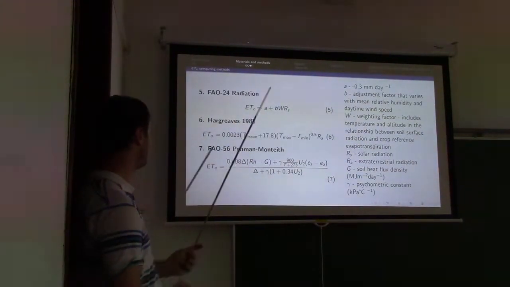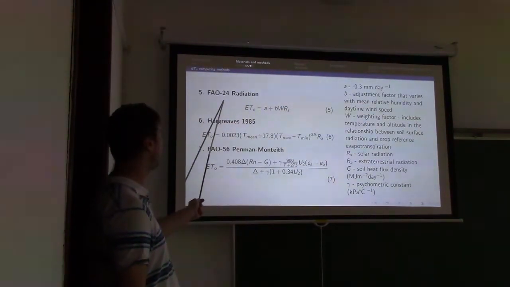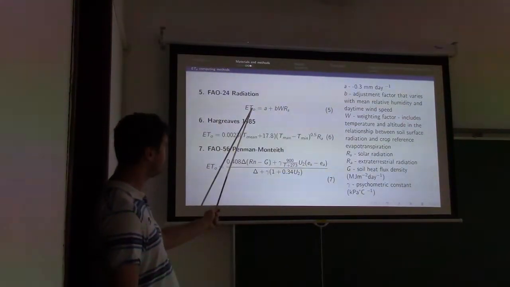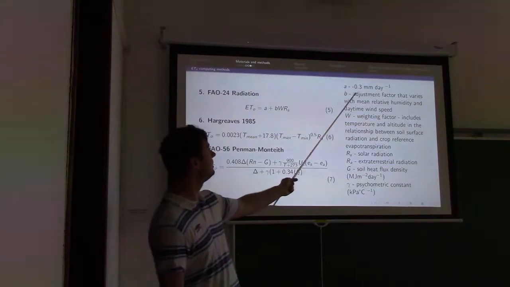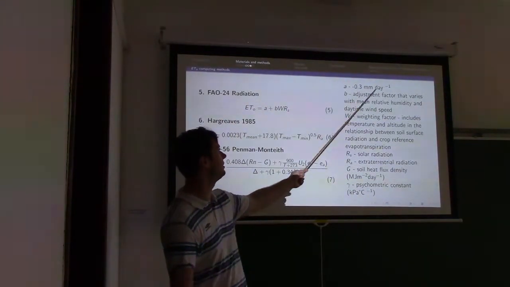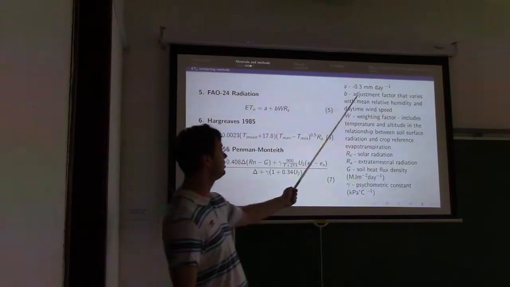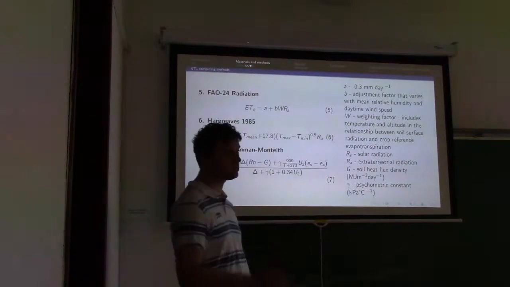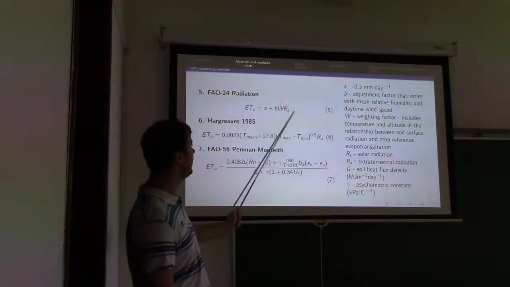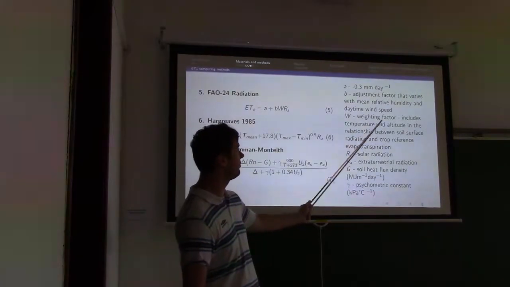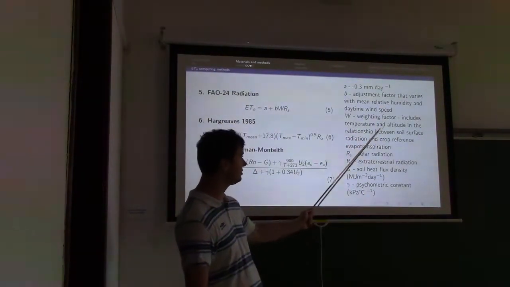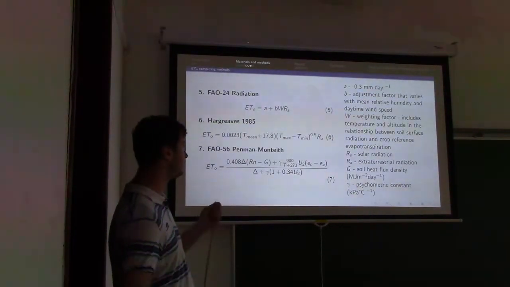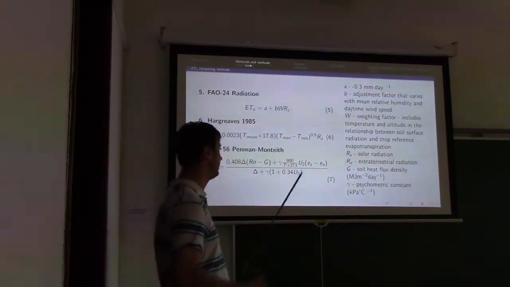And the last three equations. First, number 5 is the FAO 24 radiation equation. It calculates the evapotranspiration like this, and A is a constant, 0.3 millimeters per day. And B is an adjustment factor that varies with mean relative humidity and daytime wind speed. It's also a table value. And W is a weighting factor. It includes temperature and altitude in the relationship between soil surface radiation and crop reference evapotranspiration. Rs is solar radiation.